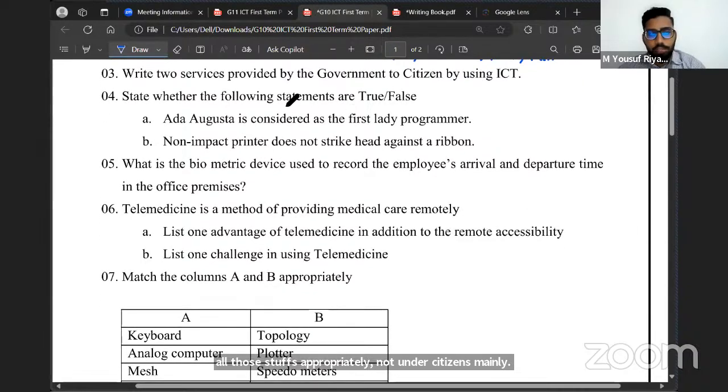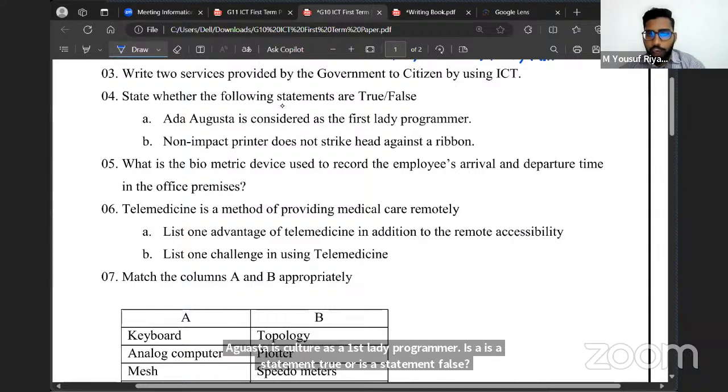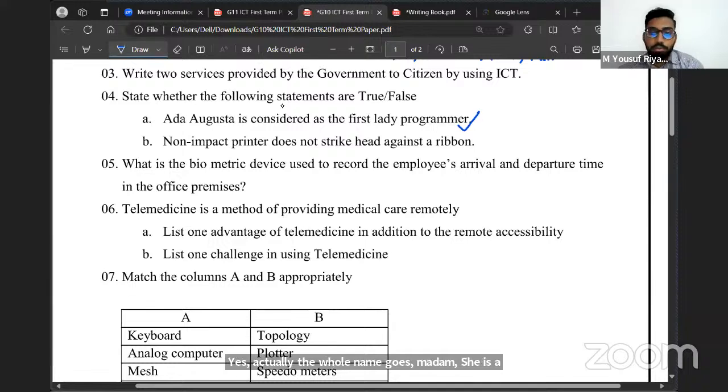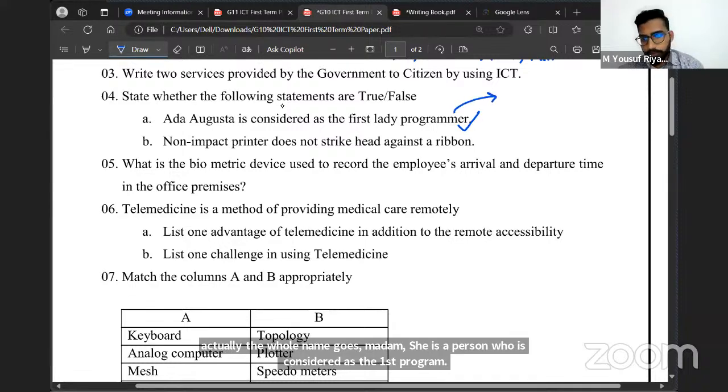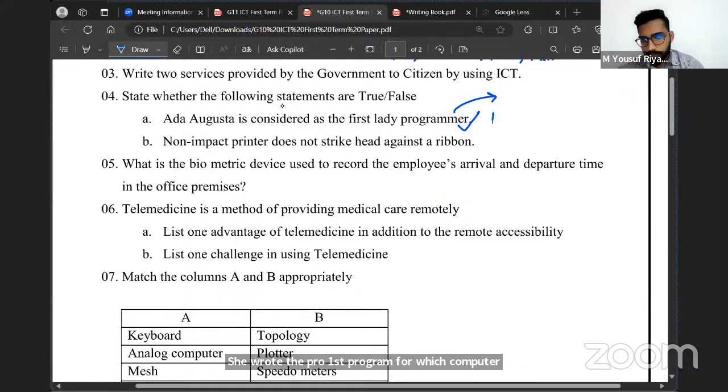Next, state whether the following statements are true or false. Ada Augusta is considered the first lady programmer. Is that statement true or false? Yes. Actually, the whole name is Madam Ada Augusta Lovelace. They have missed the word Lovelace, but yes, she is considered the first programmer. She wrote the first program for which computer? Exactly. She wrote the first program for the analytical engine.